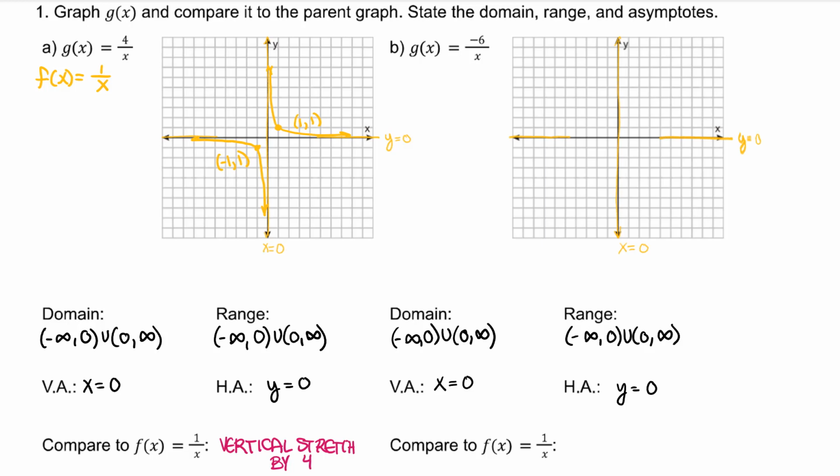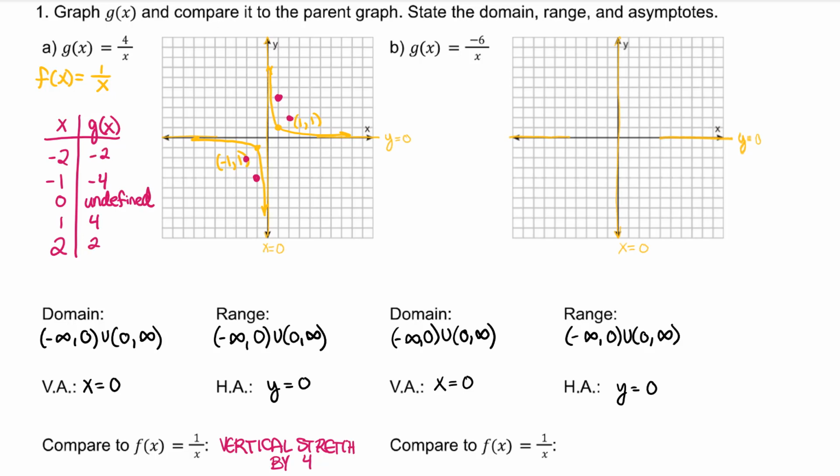A vertical stretch affects the y values. So if x is 1, then y will now be 4. At x equals -1, y will now be -4. To get a slightly better picture, let's plug in -2 and +2. 4 divided by -2 is -2. 4 divided by 2 is 2.